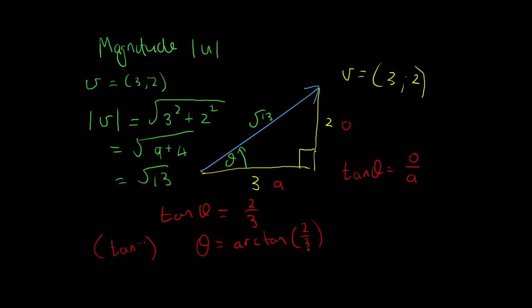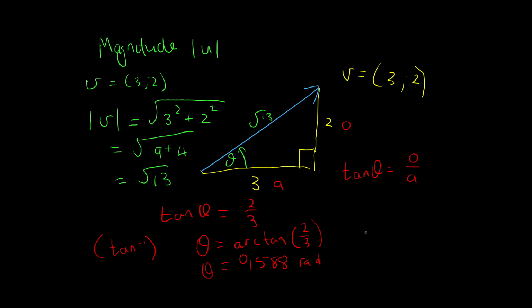Now take out your calculator and make sure that it is on radians. If you're not sure what a radian is, go back to a video that I've uploaded on the channel that shows what a radian is and how to use radians. For now, on your calculator, we're going to say shift tan, and enter the fraction 2 divided by 3, and that's going to give you a value of 0.588 radians.